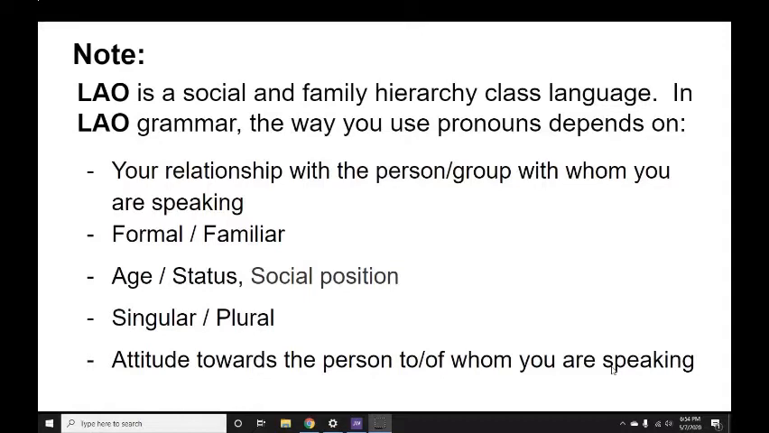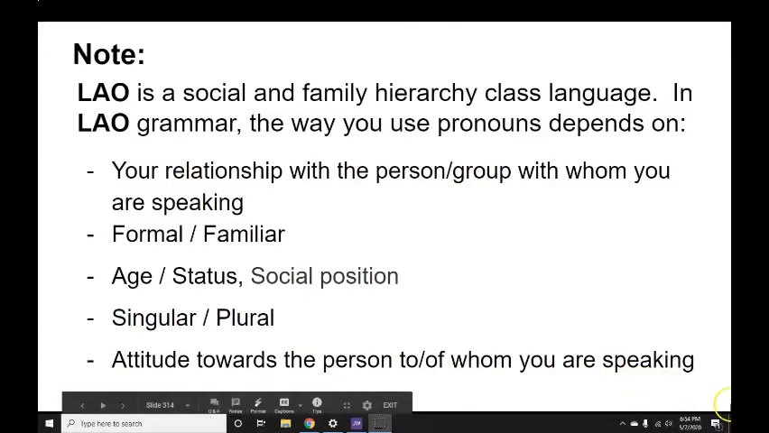Pronouns also depend on the age or the status or social position of the person. Pronouns also depend on whether it's a singular or plural person or object that you're either talking to or talking about, that you're using the pronoun to substitute. Okay, so the pronoun is either going to be singular or plural, just like in English, I or we, meaning more than one person, or I being just one person.